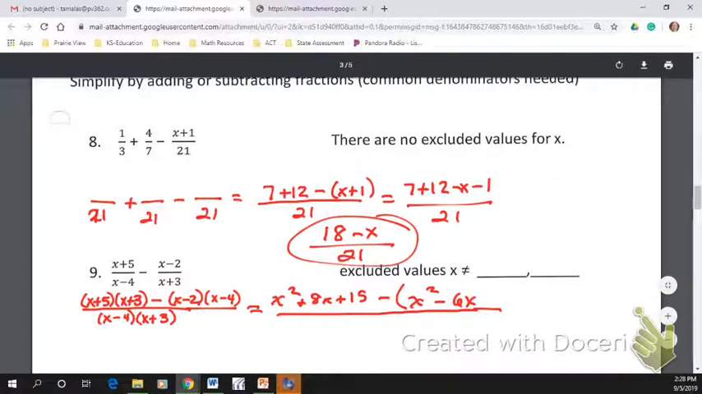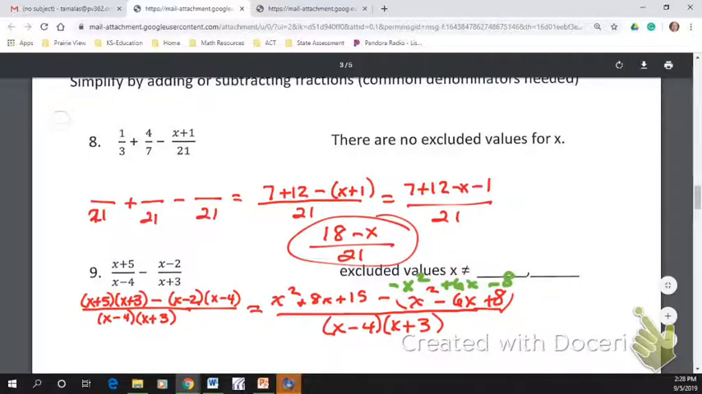Negative 2 times negative 4 will give me a positive 8, and all that's over the common denominator, which doesn't have to be multiplied out. Now this negative needs to be distributed to all of this, so it's going to flip the signs. I'm going to write it right above it: negative x squared, positive 6x, and negative 8.